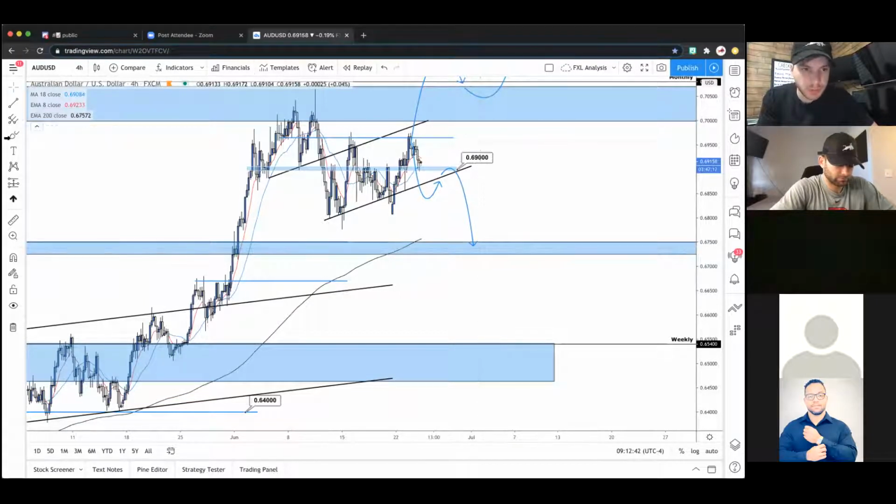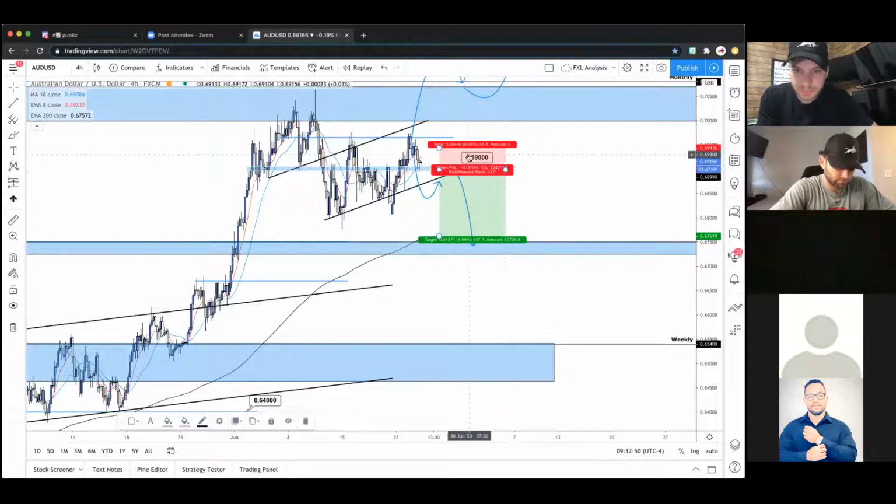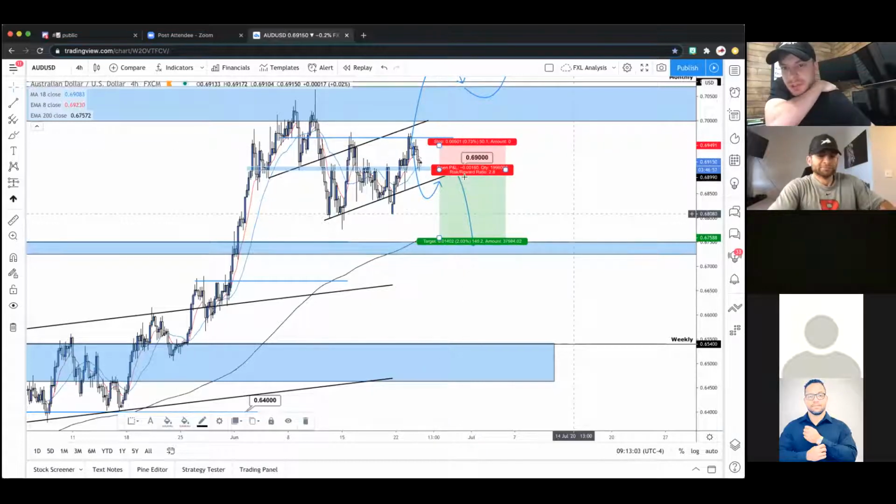So let's see what this trade would look like. If it broke lower, gave us that lower high, let's say we entered on a bearish engulfing. This is essentially what it would look like. 45 pips to get about 140, something like that. Just over a 3.0. Or 50 pips, let's call it 50 pips to get 140. It's a 2.8 risk reward.